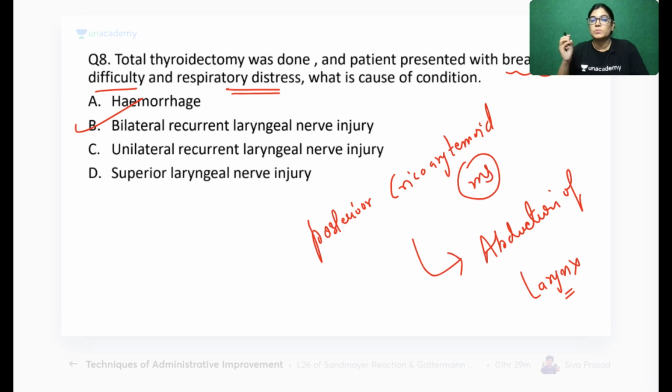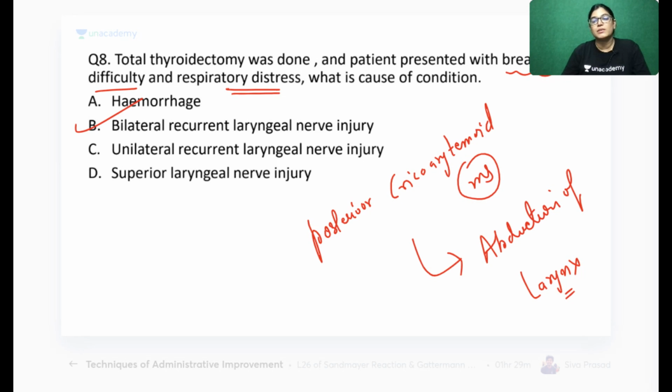Meaning there is no space for the air to bypass, so it will lead to constriction. Okay, all the muscles come to the midline because abduction is not possible, and this will lead to breathing difficulty and respiratory distress. This is an emergency condition, and this is seen in the case of bilateral recurrent nerve injury.